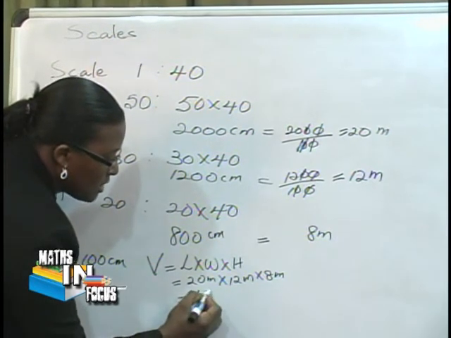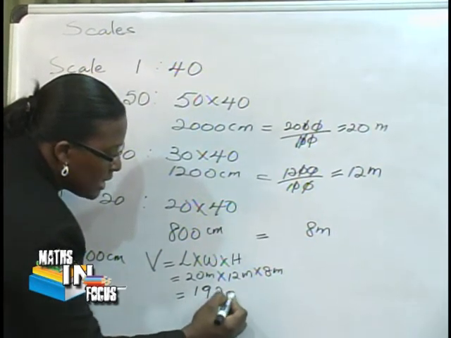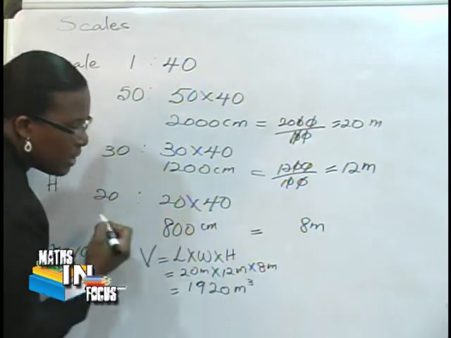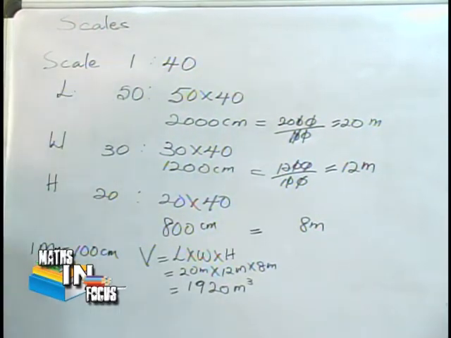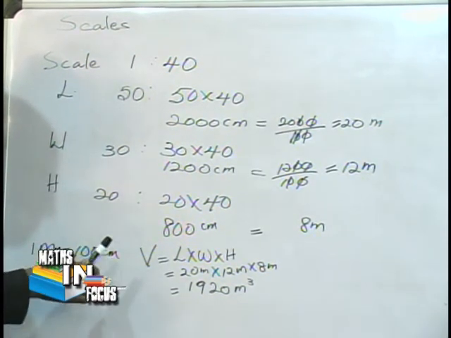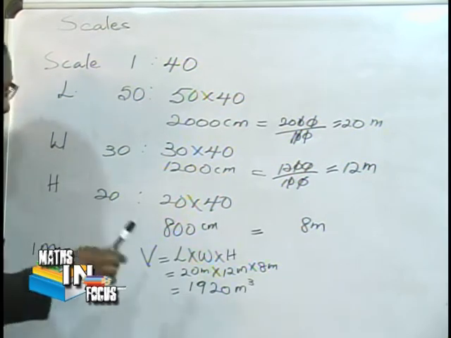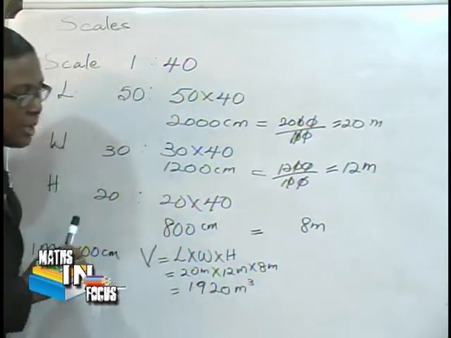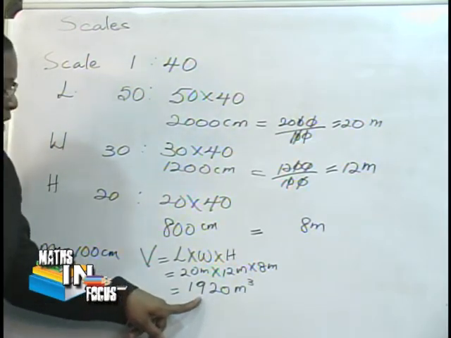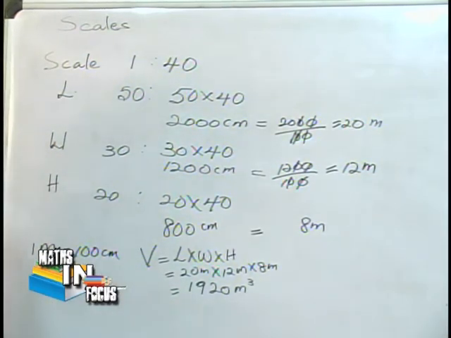1920. 1920 meters cube. So it has to be meter cube. When it is length, we just have the unit here. Area, we have a little 2 in the power. And volume, we have a little 3. So there we have the volume of the barn as 1920 meters cube.